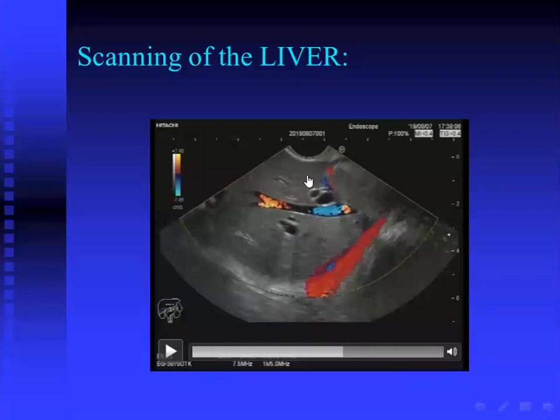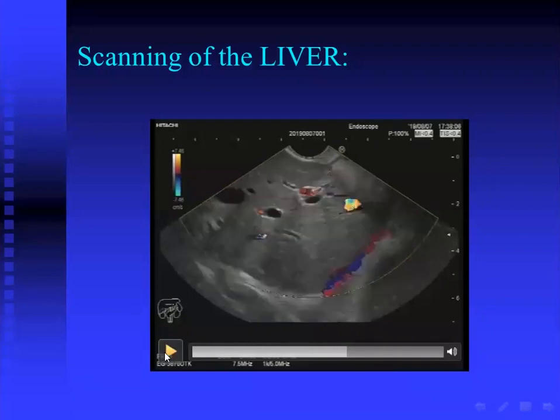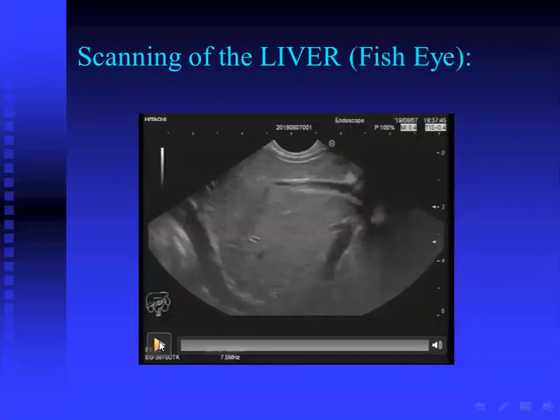If I choose segment 2, I can do it from this view. So this is very nicely seen: left hepatic vein and segments 2 and 3. This is another video showing the same segment, but here I will add something.